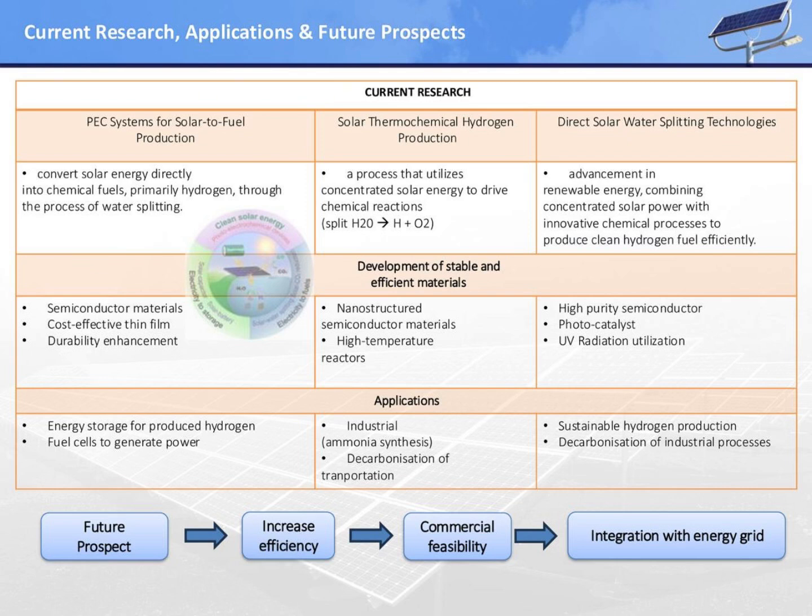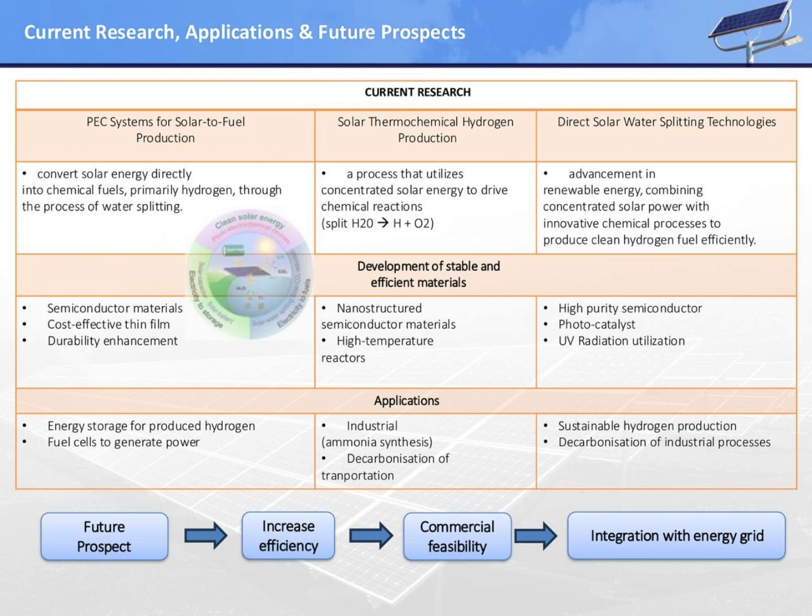The last one is direct solar water splitting technologies. It is a renewable energy approach combining concentrated solar power with innovative chemical processes to produce clean hydrogen fuel efficiently. So for the development of stable efficient materials, we also use high purity semiconductors that are coated using ultra gentle methods to increase hydrogen production rates, and photocatalysts to absorb visible light effectively and enable the direct dissociation of water molecules. And the last one is UV radiation utilization. For water splitting, it utilizes photocatalysts that enable efficient photon absorption and redox reactions to generate hydrogen.